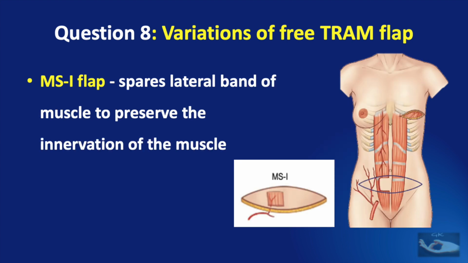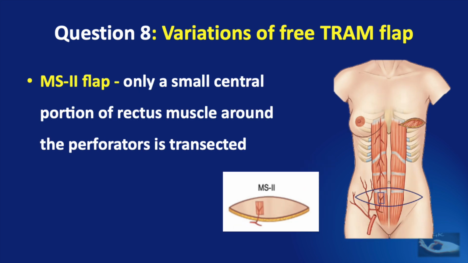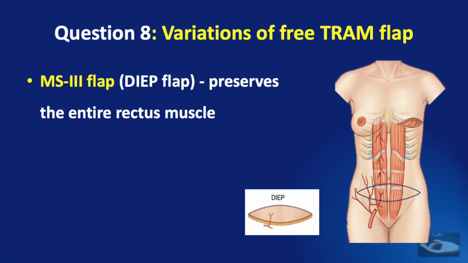In the MS1 flap, it spares the lateral band of the muscle to preserve the innervation of the muscle. In the MS2 flap, only a small central portion of the rectus muscle around the perforators is transected, so both the medial and lateral borders of the muscle are spared. In the MS3 pattern of the flap, no muscle is harvested along with the flap and only the perforator supplying the flap is harvested. This is otherwise known as the DIEP flap or the deep inferior epigastric artery perforator flap.